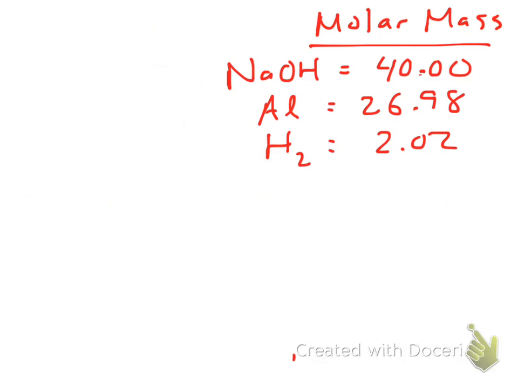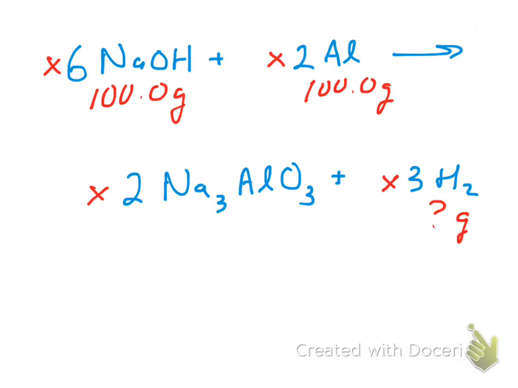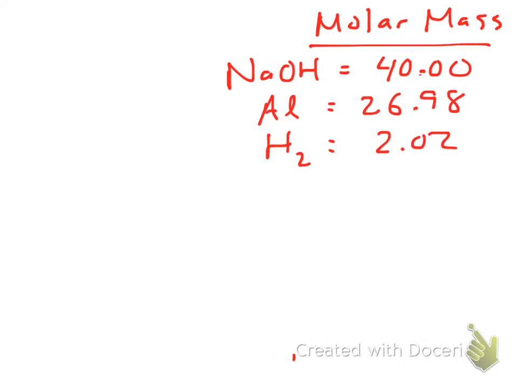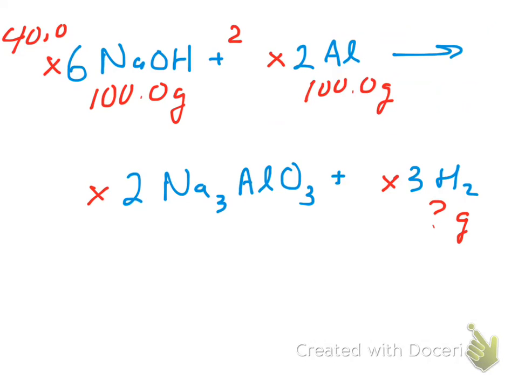So molar mass of sodium hydroxide is 40. Put that right here in front, 40.0 grams. For the aluminum, it's 26.98. And for the hydrogen, it's 2.02.